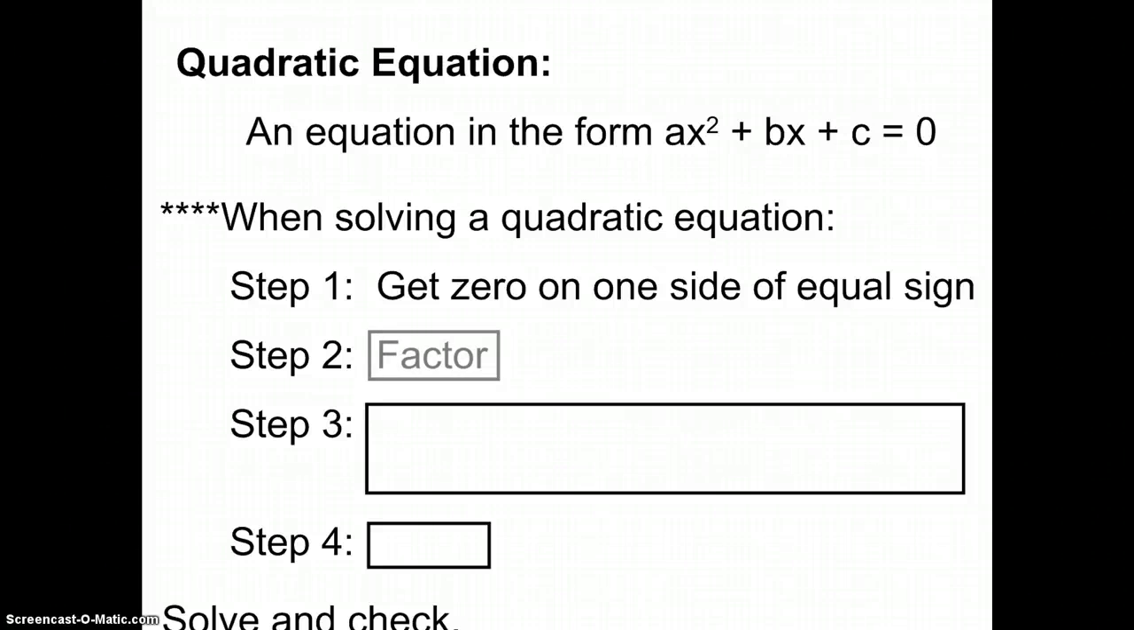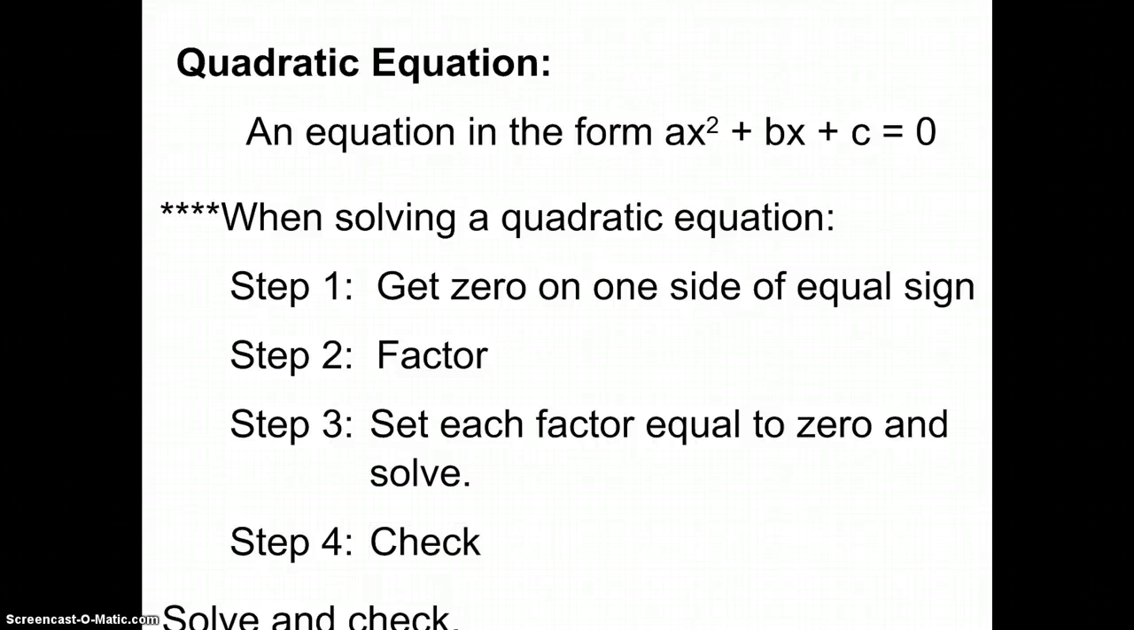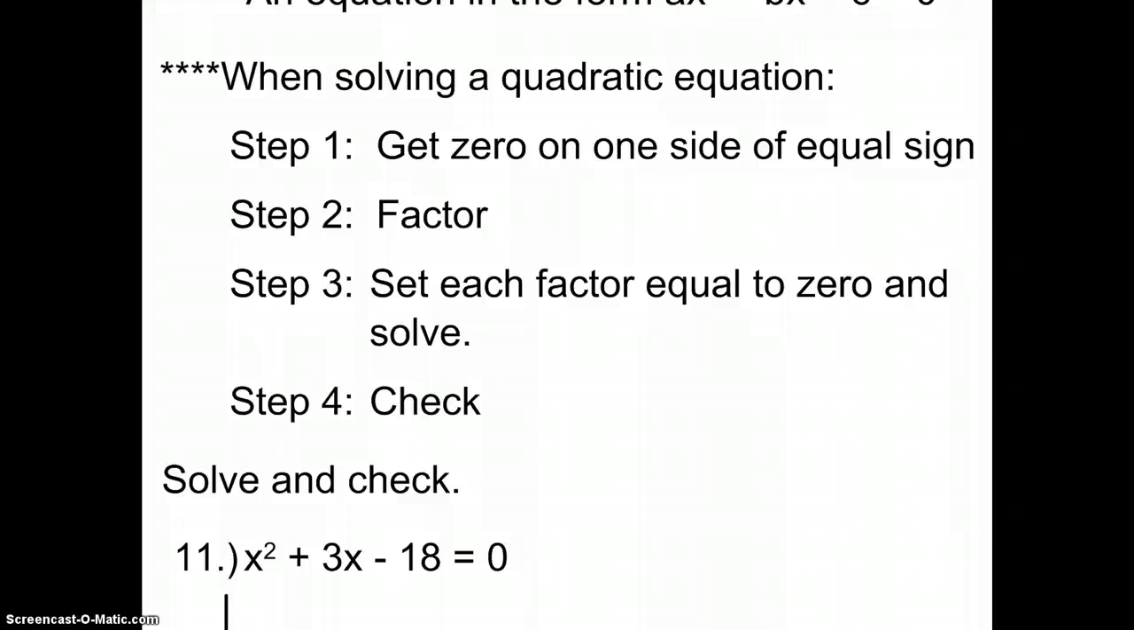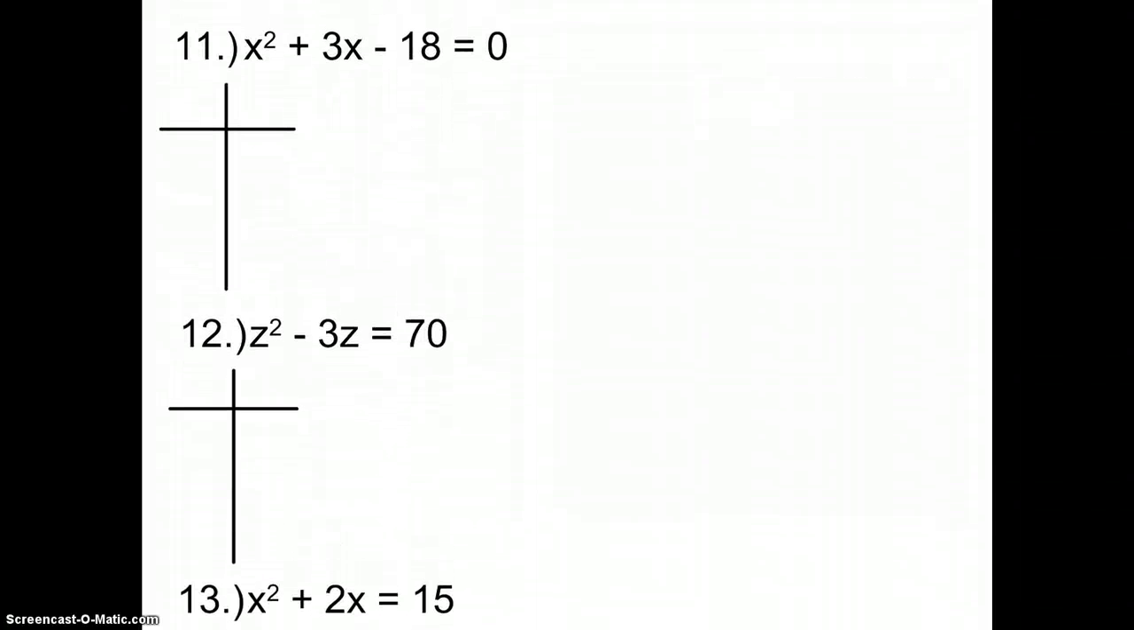The second step is to factor in the way that we just talked about. The next step is to set each factor equal to 0 and solve for the variable. And the final step is to check your solutions to make sure that they work out. So for our first problem, we have x squared plus 3x minus 18, and we can factor that using a factor table.